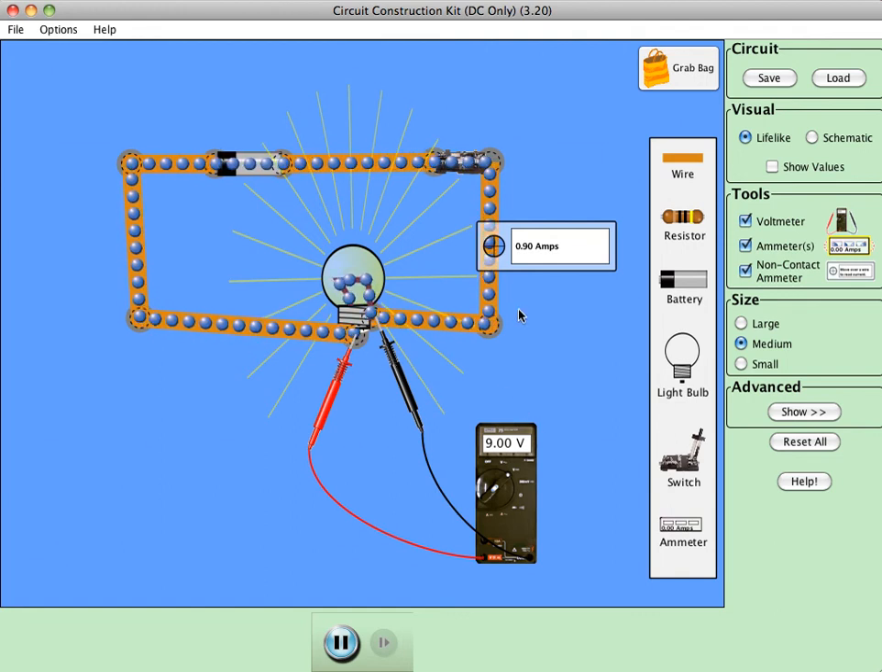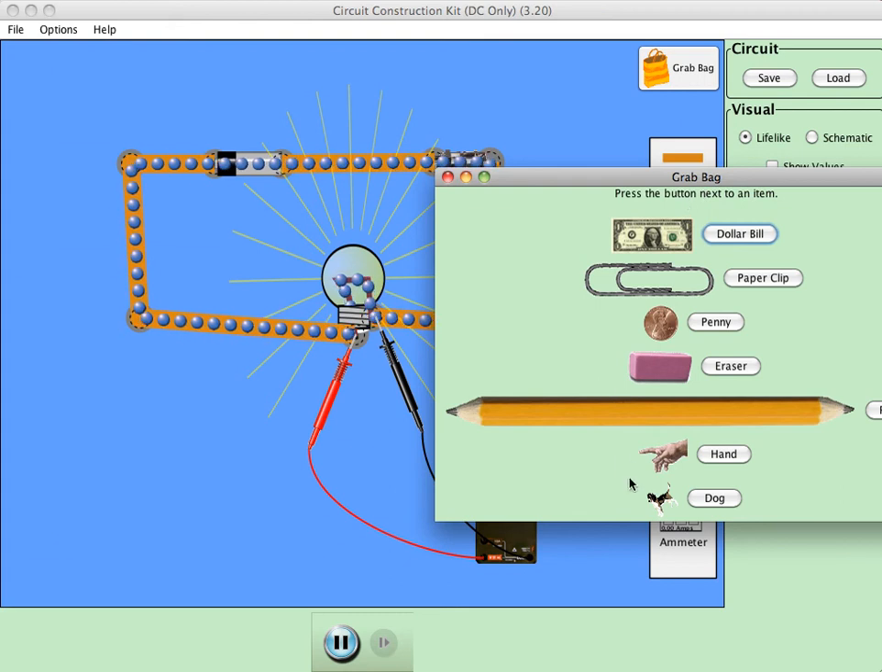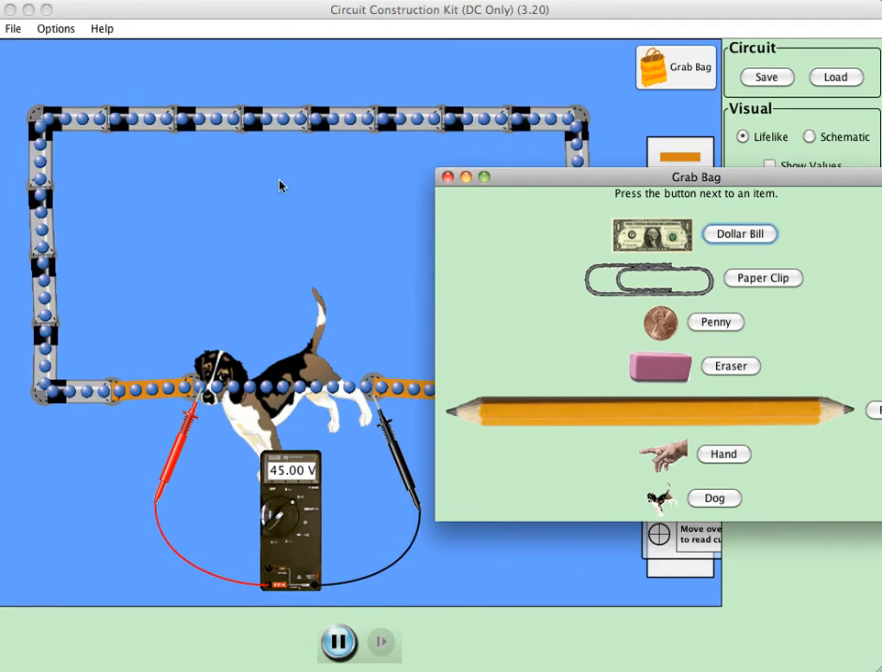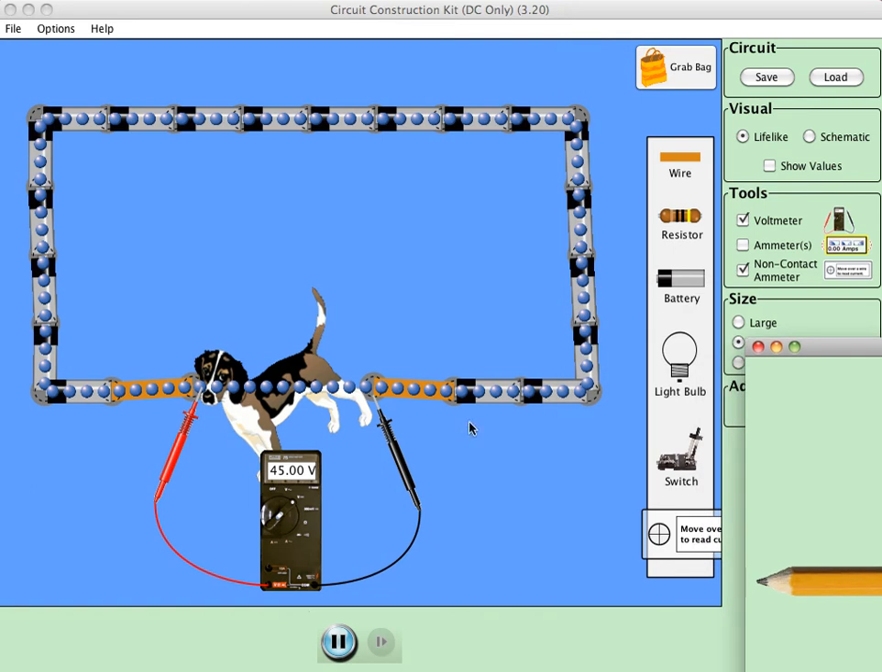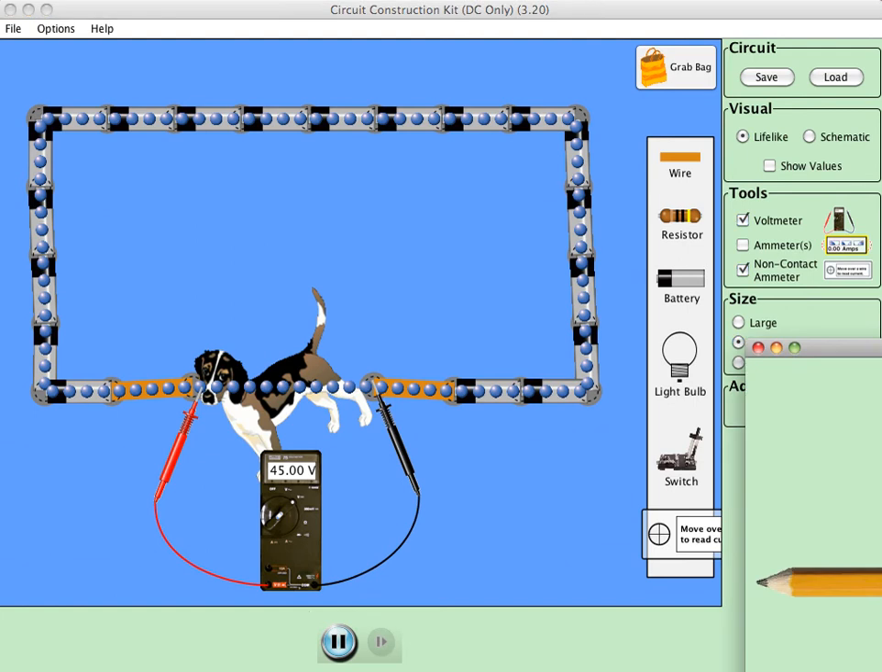We've also got a grab bag available to us where you can play around with a few things you can add to your circuit. Just a word of advice though, don't spend too long trying to set the dog on fire. I've already tried over here, and he's receiving a voltage of 45 volts and he's still not on fire. So I think that's the maximum you can get to.